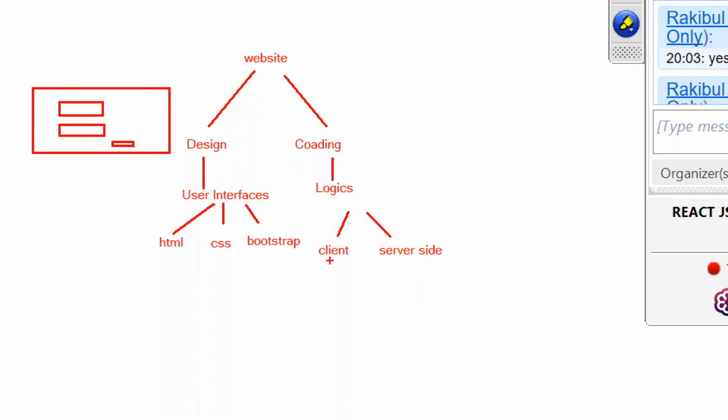Now the thing is, what are the technologies we are using to work with client side scripting? The technologies are JavaScript, or the next level of JavaScript like React, or jQuery, Angular, etc. So we have different types of client side technologies like JavaScript, React, jQuery, etc.